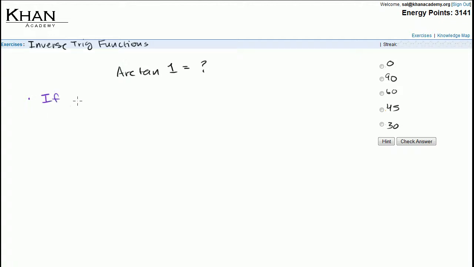If arctangent of 1 is equal to theta, then tangent of theta is equal to 1. That'll be the first hint. And I find the less text you put, the better if you can get away with it. That's the first hint. Second hint, this will pretty much be all that we need to do.